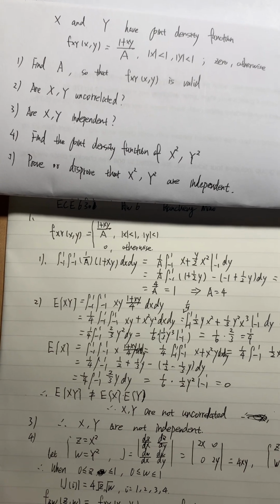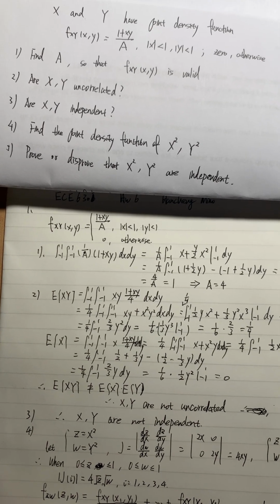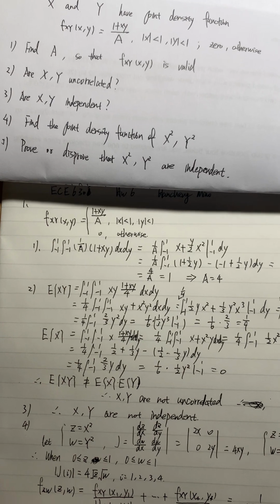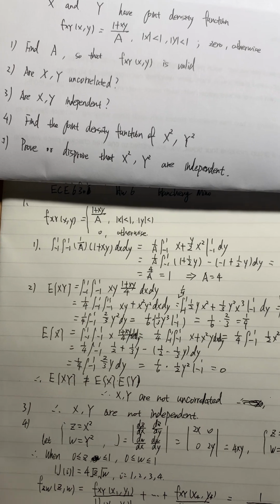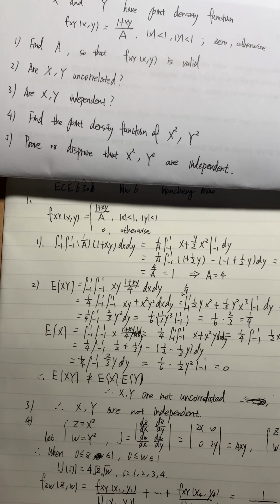The question is that x and y have joint density function, which is equal to (1 + xy)/a when the absolute values of x and y are smaller than 1, and 0 otherwise. So first we want to find the value of a so that the function is valid.